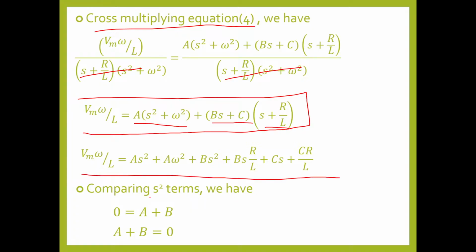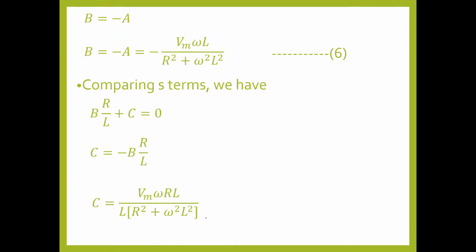Now compare the s square terms. On the left side s square is not there, on the right side s square is there: a s square and b s square. So 0 is equal to a plus b. Now a plus b equal to 0 means b is equal to minus a. Already I have derived an expression for a, so substitute a here, and b is equal to minus Vm omega L by R square plus omega square L square. Consider it as equation number 6.